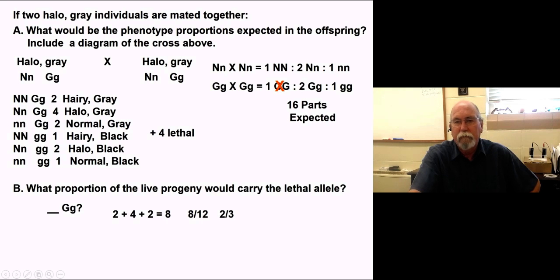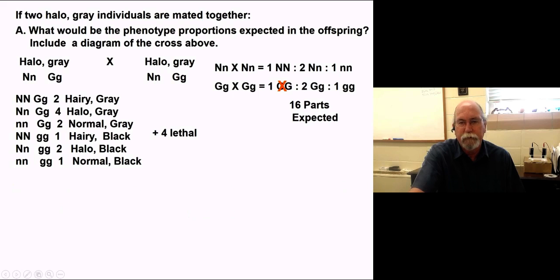And I would see that I've got 8 parts out of a total of 12, not 16, but 12, because it only asks about the live. So 8/12 are 2/3. So about 2/3 of my progeny are going to be carriers for the lethal allele, right? They're going to have the capability of passing it to their progeny.